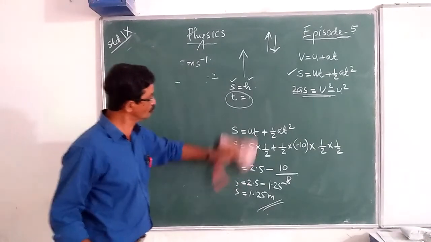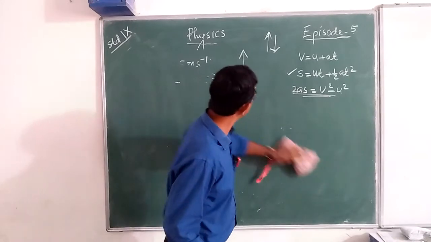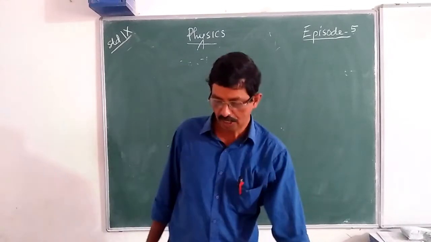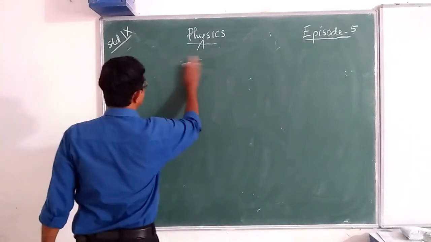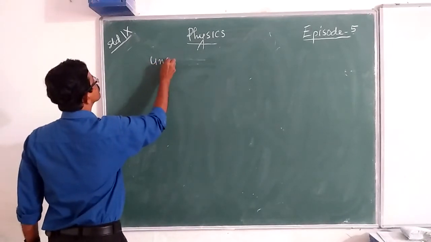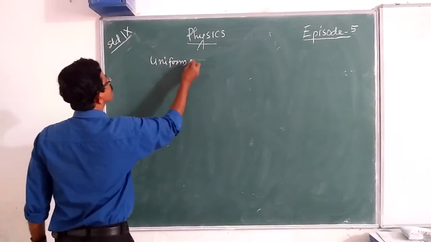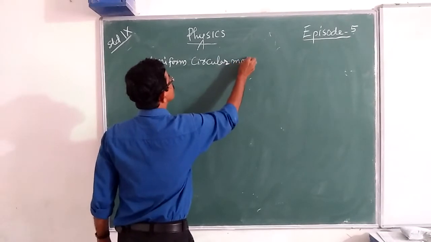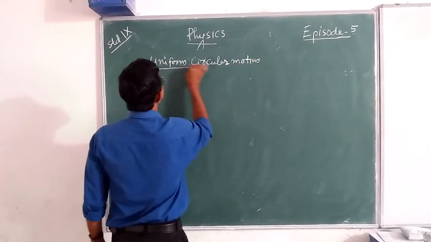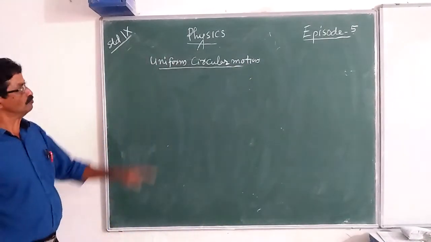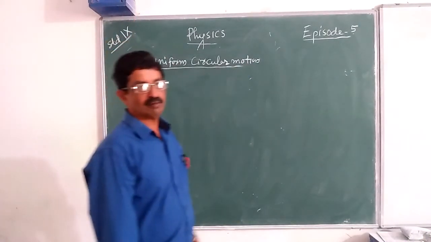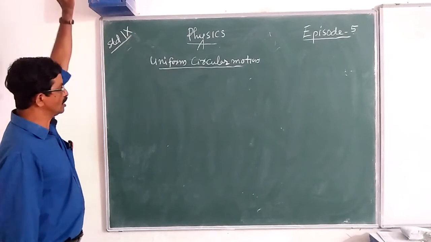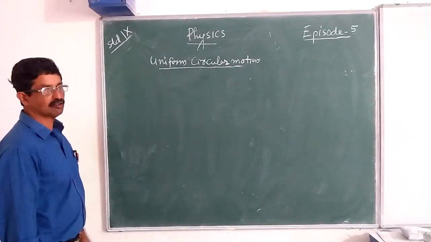Now we can go to another topic, that is uniform circular motion. In the beginning of this unit, we discussed motion along a straight line. Now we are going to discuss uniform circular motion.